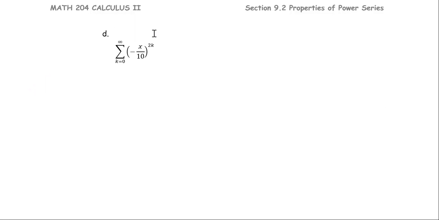In this example, we have the series of negative x over 10 raised to the power 2k, k from 0 to infinity. We want to find the radius of convergence and the interval of convergence. As this series involves the power k, it's convenient to refer to the root test.